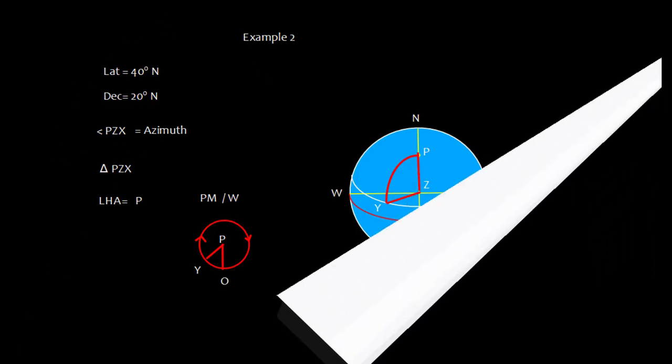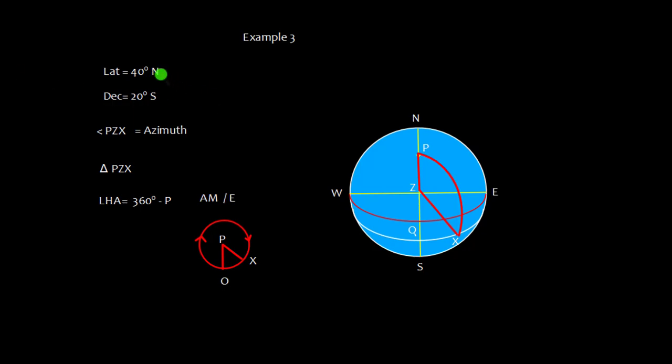Alright, now let's move to another example. Latitude 40 degrees north and declination 20 degrees south. So this is 40 degrees north because all the measurement is taken from the Q up or from Q down below. So Q is the equinoctial, that is 0 degrees. So the body is going to move like this. So obviously this is your azimuth and this is your PZX triangle. And the LHA will be this one from the observer, and this is angle P. So LHA will be 360 degrees minus P, the body will be in the easterly direction.